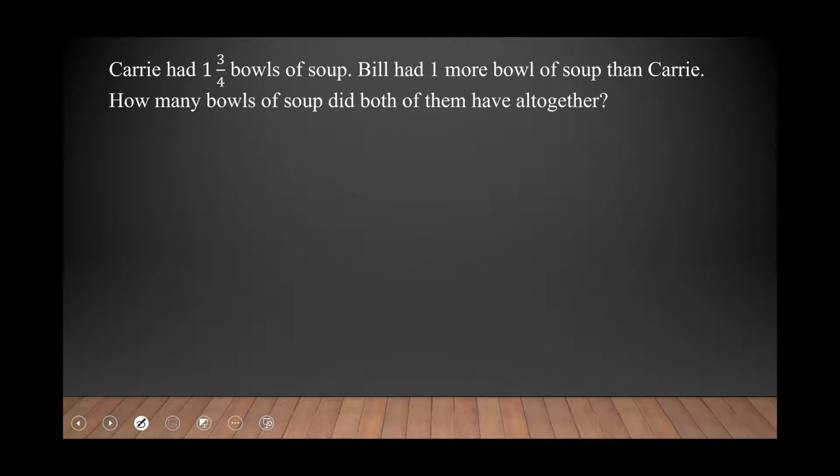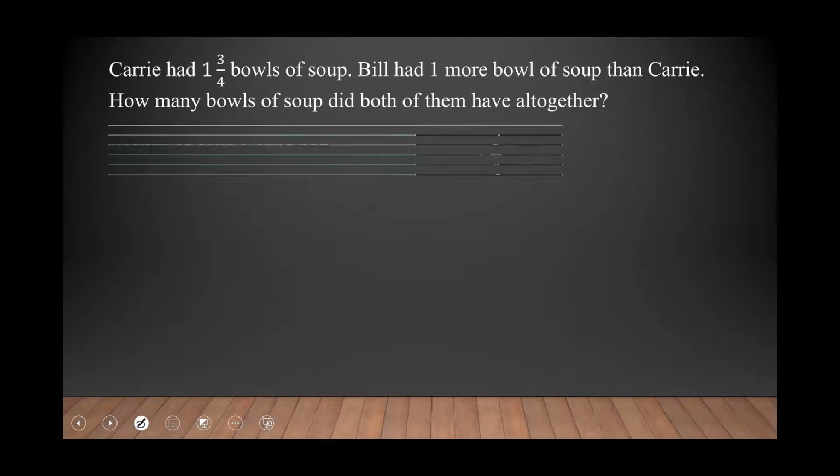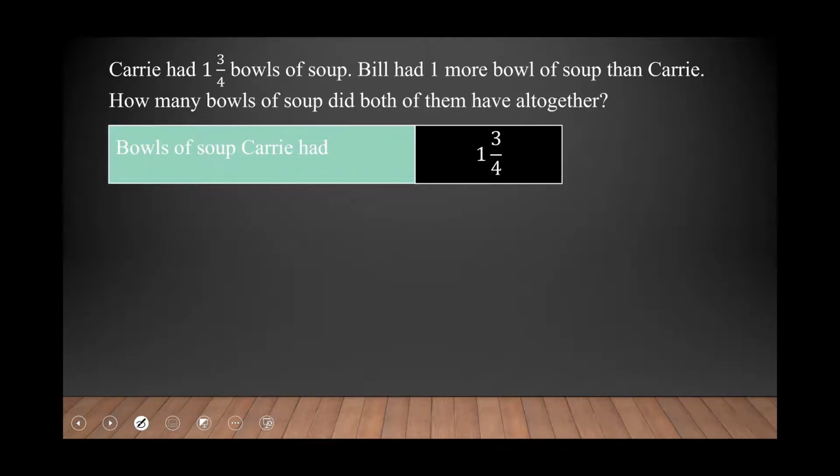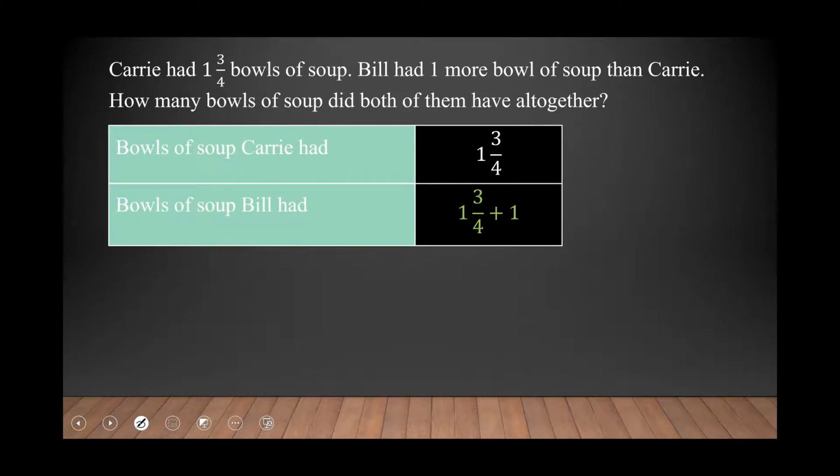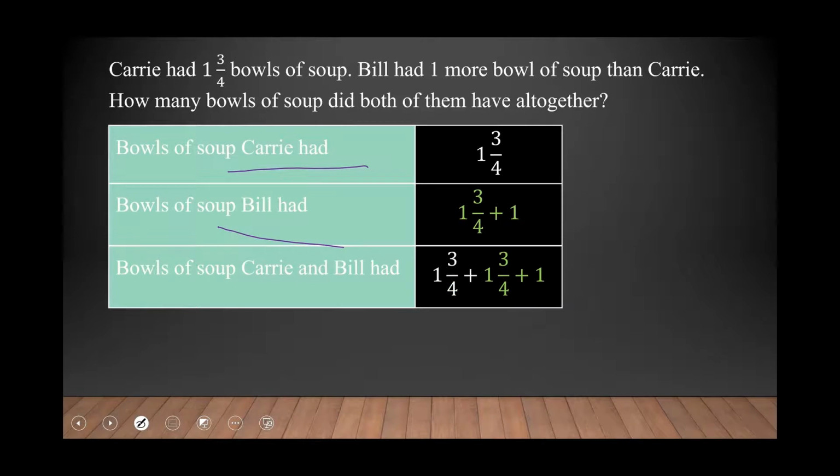Not really. So we need to write what we have step by step to find the answer. First of all, bowls of soup that Carrie had is 1 3/4. We know that. And Bill had one more bowl. So we need to add 1 to this 1 3/4. And if I want to put them together, we need to add what Carrie had and what Bill had together. So we add them up and get 1 3/4 plus 1 3/4 plus 1. So this part is what Carrie has and this part is what Bill has.